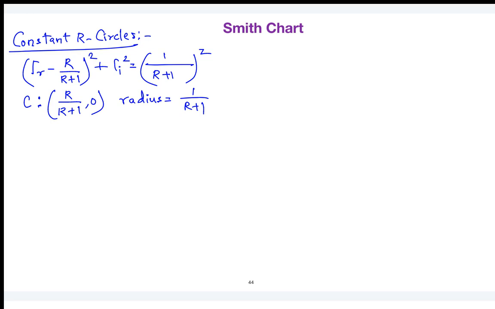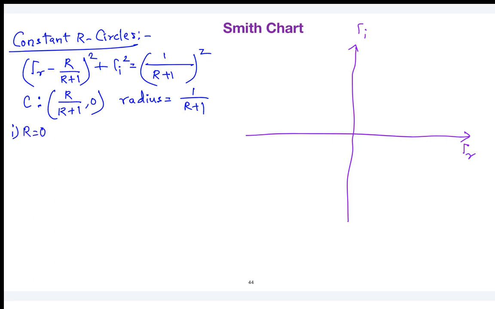Now we'll keep on varying the value of R and find out what happens to the Smith chart. Let me take this as my gamma I axis, and this as my gamma R axis. As a first case, I can consider R equal to 0. Can you tell me what the nature of the load is when R is equal to 0? When you have a short circuit, ZL equal to 0, so ZL by Z0 is also going to become 0. So when R is equal to 0, the nature of the load can be short circuit.